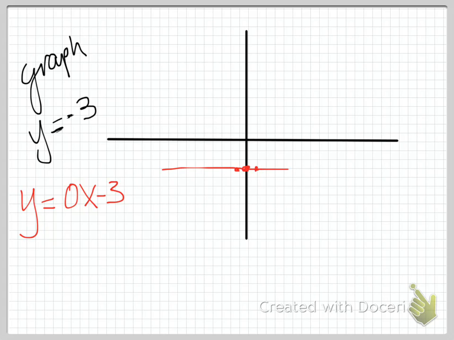And you can also remember my little skier saying, why am I doing this? Because it is y equals something. So it should be a horizontal line on your y-axis.